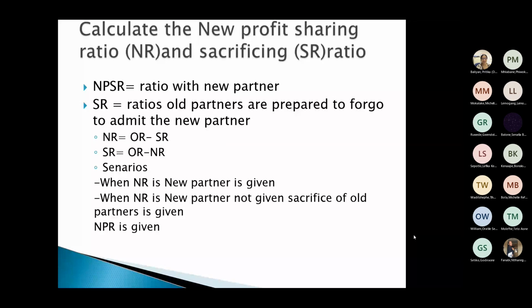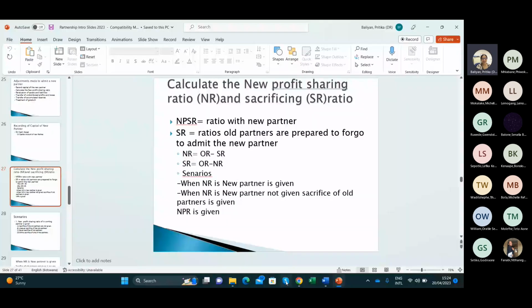Anyone? What is the sacrificing ratio? Do you understand any? Just think about it.